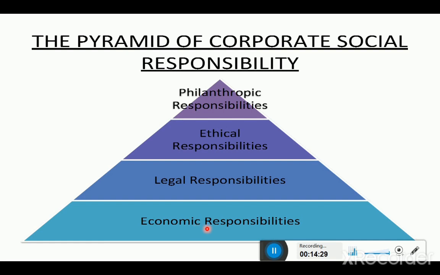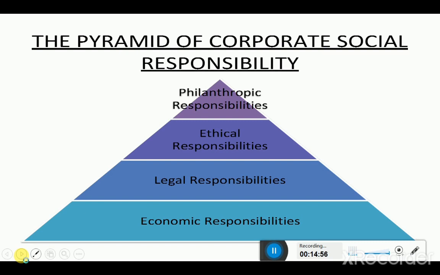The economic responsibility layer, the legal responsibility layer, the ethical responsibility layer, and the philanthropic responsibility layer. So, again, the definition: corporate social responsibility is a multi-layer concept of responsibilities of an organization. I will make it clear in more detail.